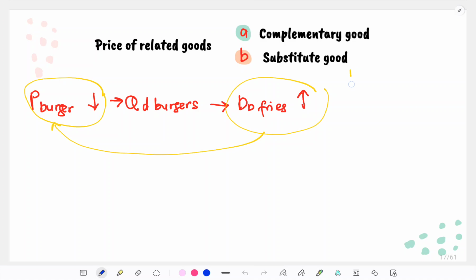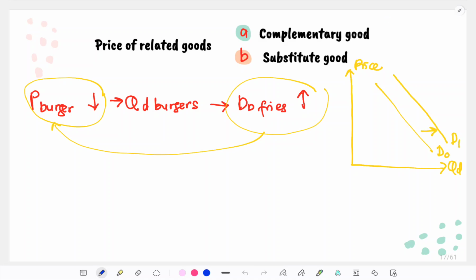When we want to draw or show the shift of demand curve for fries, this is the demand curve for fries. The original demand curve is D0. Because demand for fries increases, the demand curve will shift rightwards.